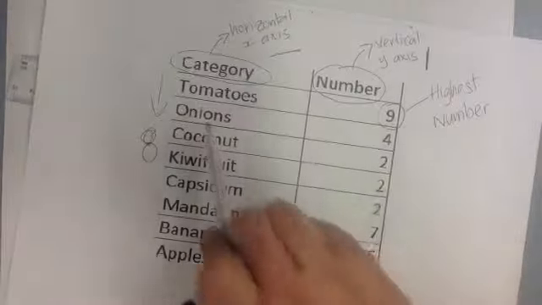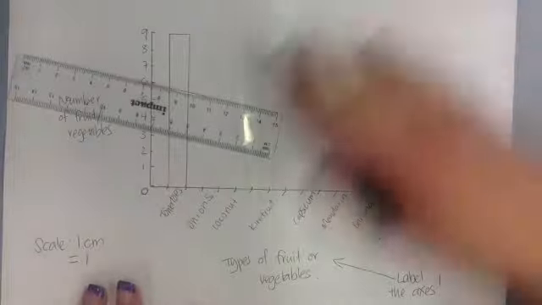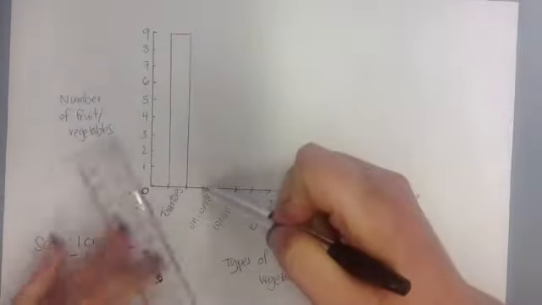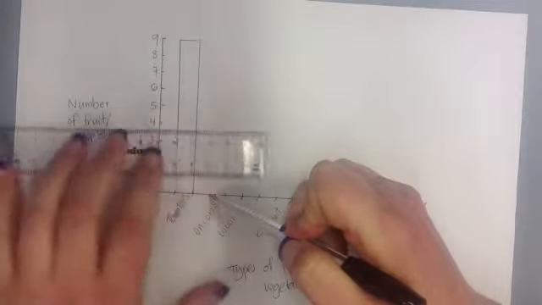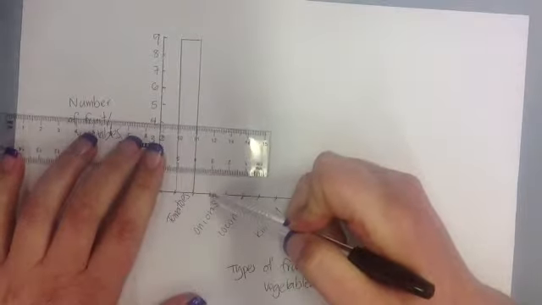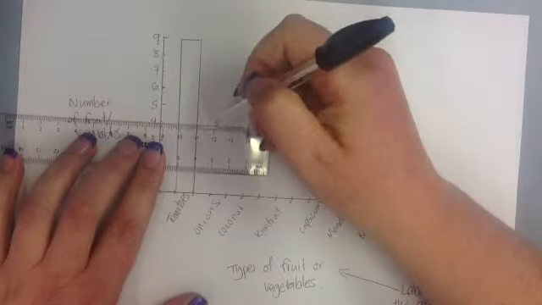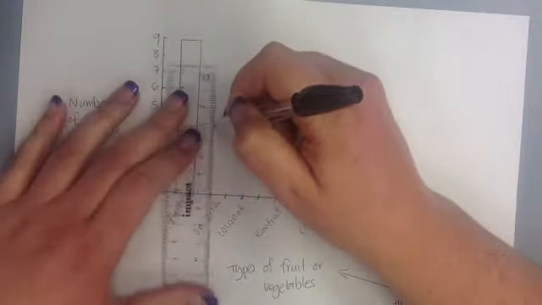The next one is onions and 4. So onions, and 4. So, ruling our line. Now if I've done it properly, I should be able to look across from the 4 and have a 1 centimetre gap in between. And I'll create my bar from there.